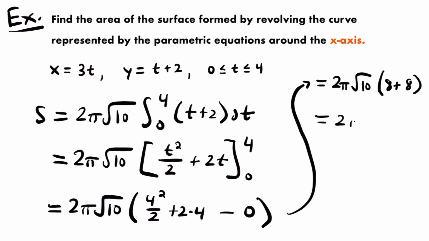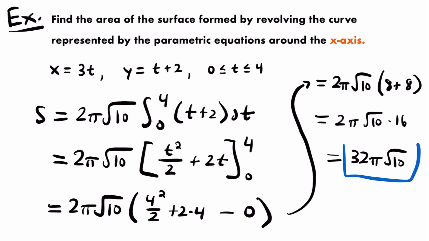So this is equal to 2 pi times the square root of 10 times 16. And 16 times 2 is 32. So this is equal to 32 pi times the square root of 10. That right there is the area of the surface of revolution formed by revolving the curve represented by these parametric equations between these two values of t around the x-axis. All right, and so that is it for this example.